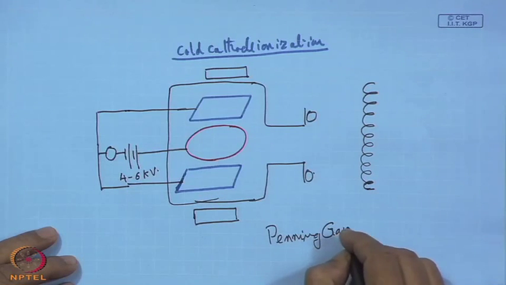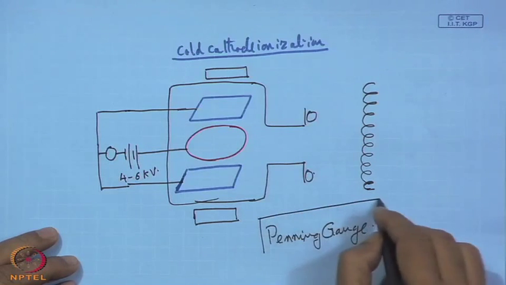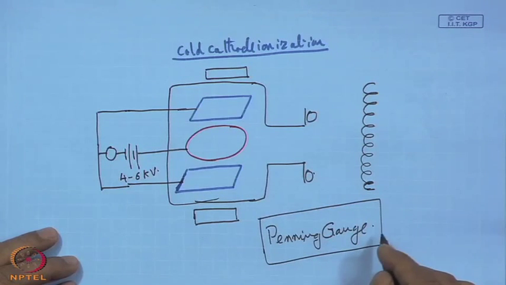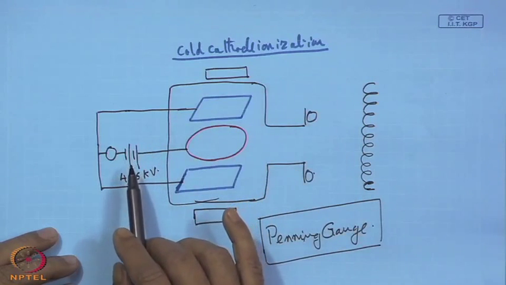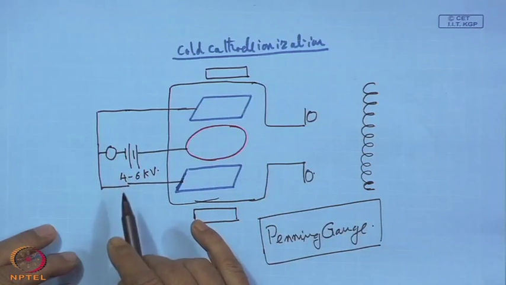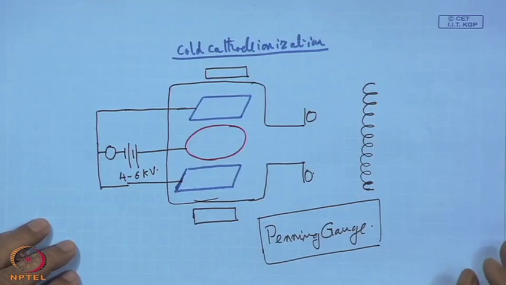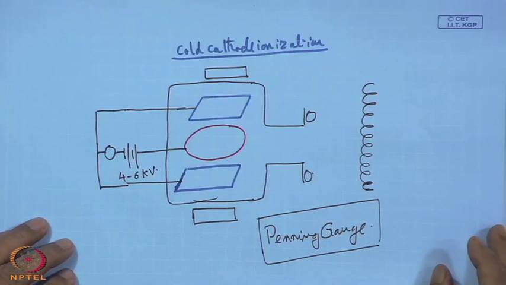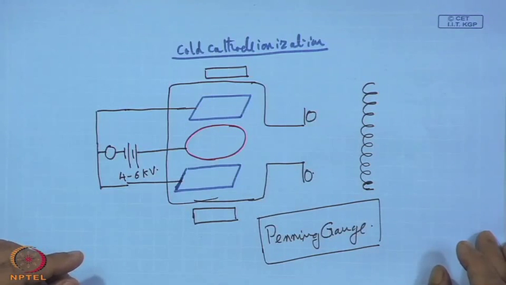This is used for measurement of pressure in the order of 1 into 10 to the power minus 5 to minus 6, by this ionization current, and this ionization current is a reflection of the residual pressure. However, it may so happen that if we activate the gauge when the pressure is already very low, in that case activation of the gauge may be a little difficult.